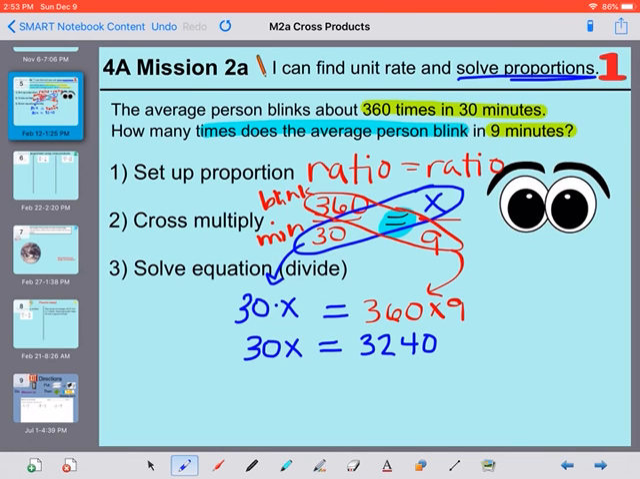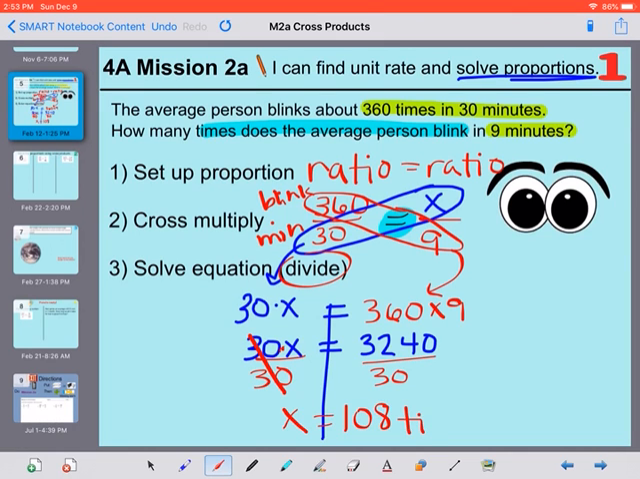So now we just need to solve this. First, we set up our proportion, then we cross multiplied. This times this equals this times this. And we're solving our equation. This is just a one-step equation. We want to figure out what x is. It's multiplied, and the opposite of multiply is divide. We're just going to divide by 30. 30 divided by 30 is just 1, so we have 1x. And 3,240 divided by 30, again, I'm just plugging it in my calculator, is 108. So this person would blink 108 times in 9 minutes.